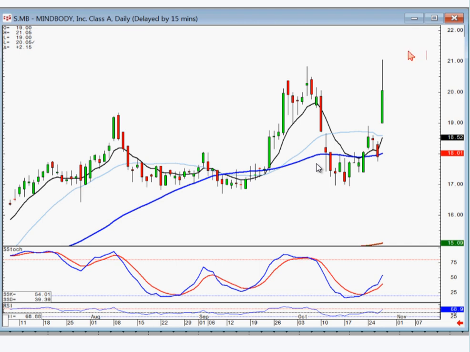If it opens positive, where's our first target? Well, at least we know we're heading back up here. So the worst case scenario, if it gets up here and fails, at least we're in a situation where we're coming back out with a little bit of a profit.